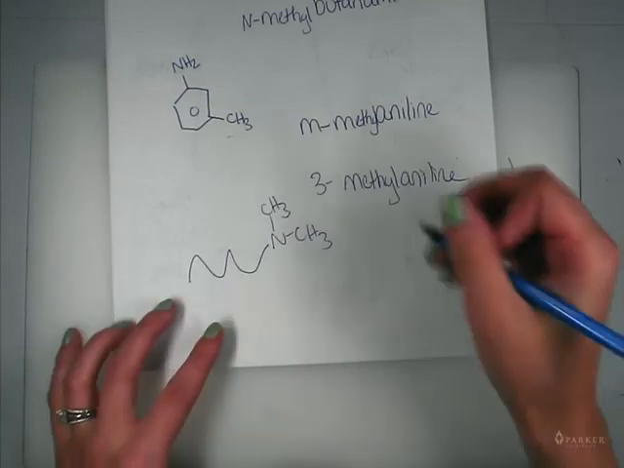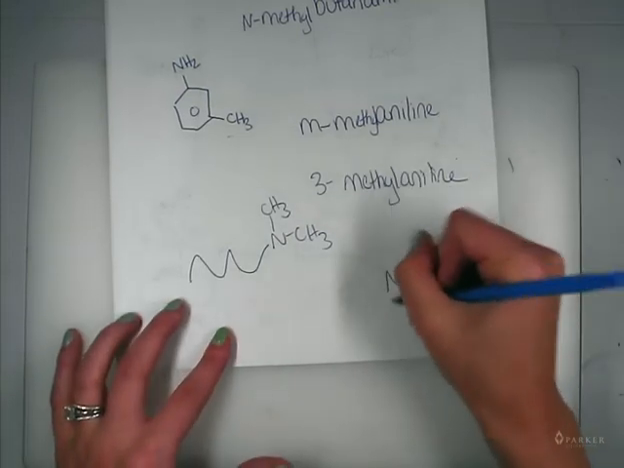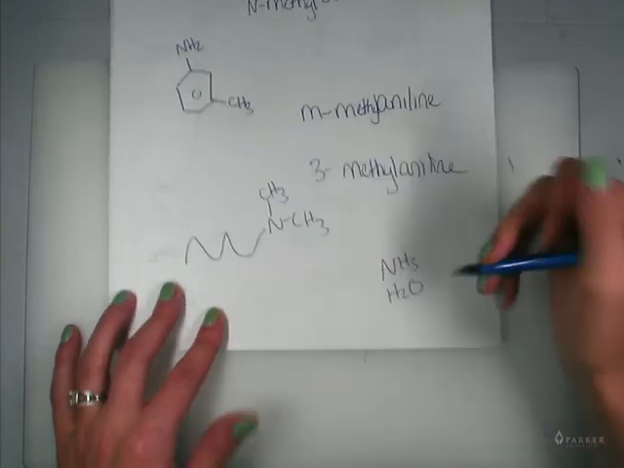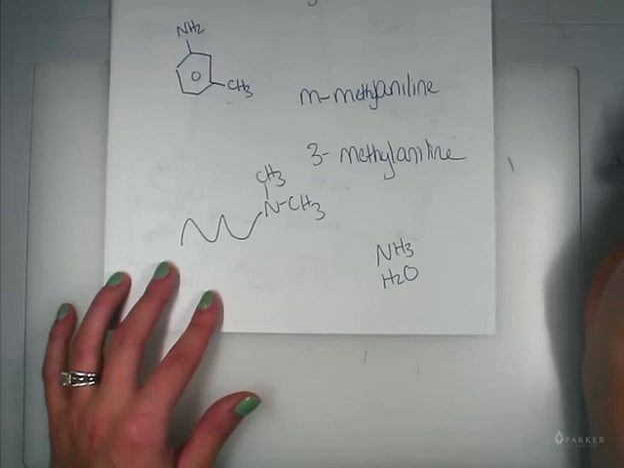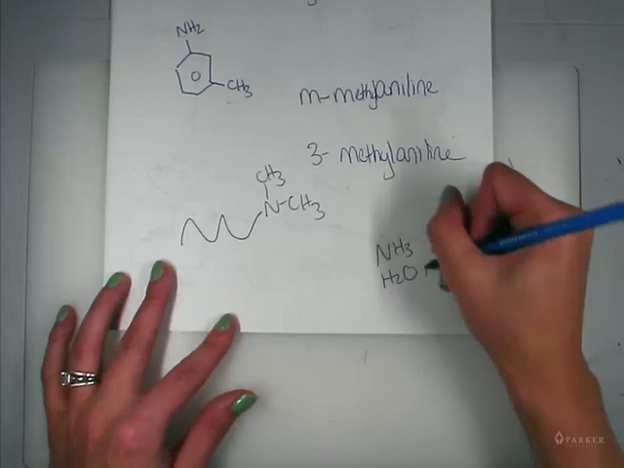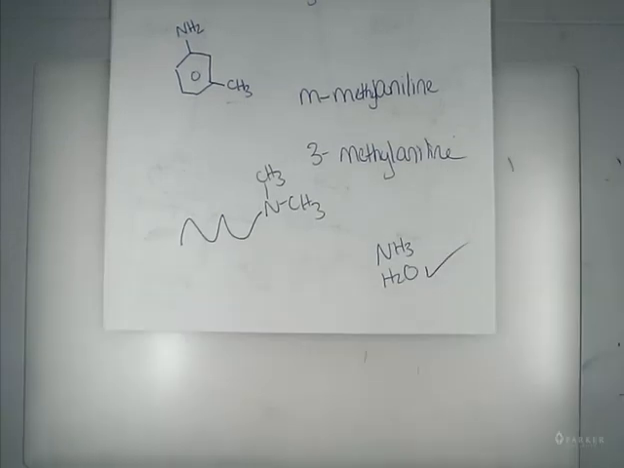Between let's say NH3 and H2O. Okay, so just comparing oxygen to nitrogen, which one would have a stronger hydrogen bond? Which one's more electronegative? Oxygen. So alcohols will always have a higher boiling point than amines because they have stronger hydrogen bonds.